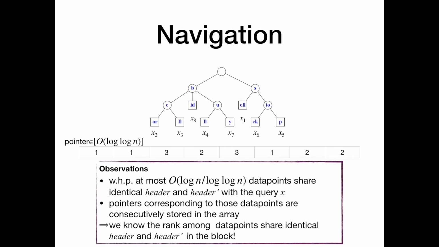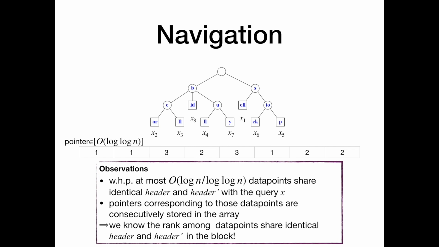We can fix the issue by two simple observations. With high probability, at most O(log n over log log n) data points share identical header and header prime with the query X. Pointers corresponding to those data points are consecutively stored in the array. Hence, we may retrieve all the pointers corresponding to those data points, then compute the rank of the relevant data point among those data points in the block.